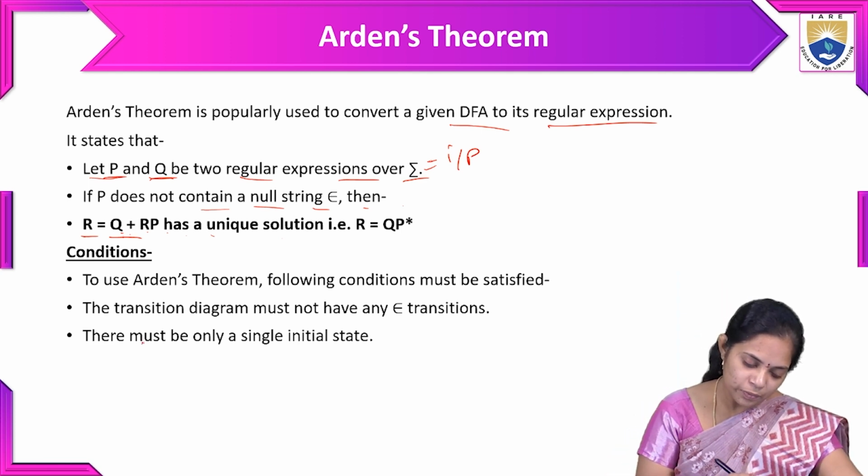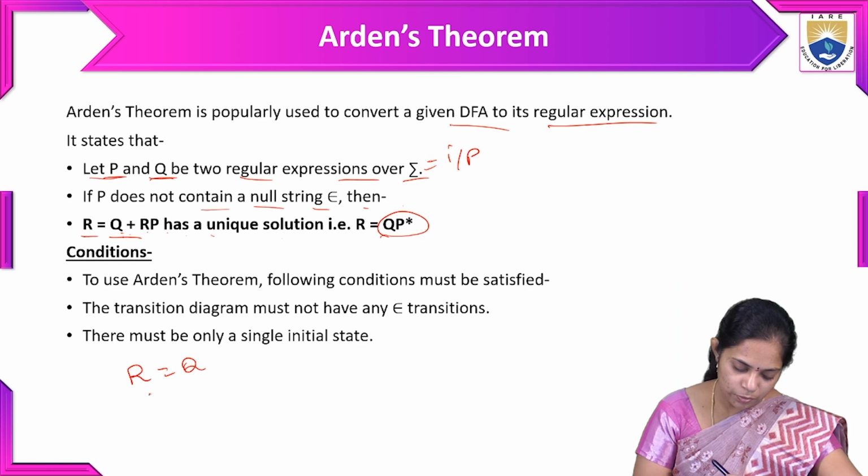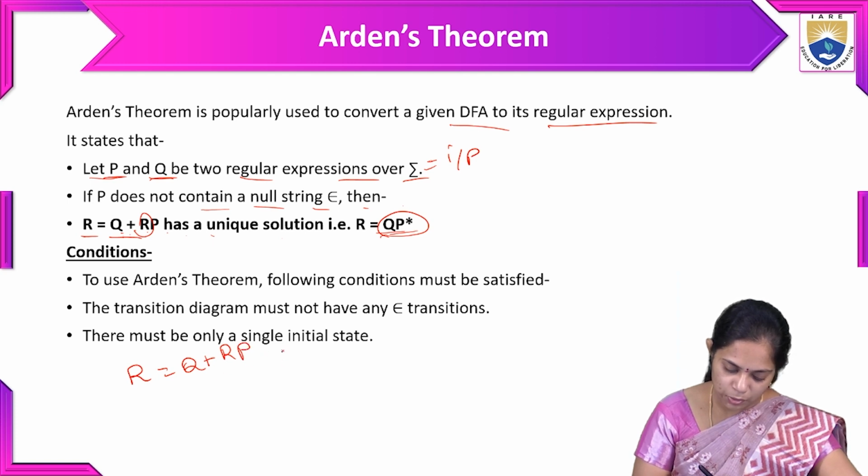So for this one, we will prove that by substituting this equation. We are taking the RHS, Q plus RP, and instead of R we are substituting QP star. So let's write the RHS first. Here we have to substitute R is equal to QP star. So by substituting this, we get QP star P.